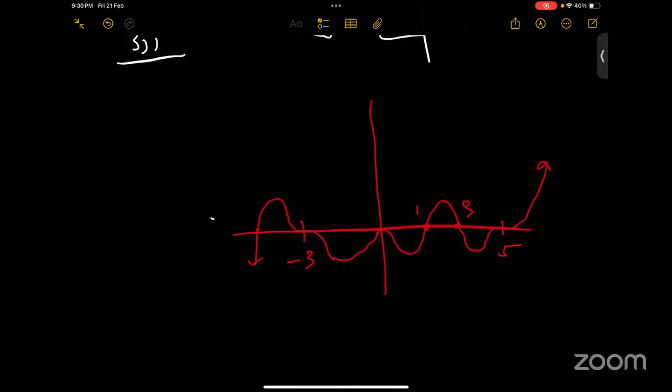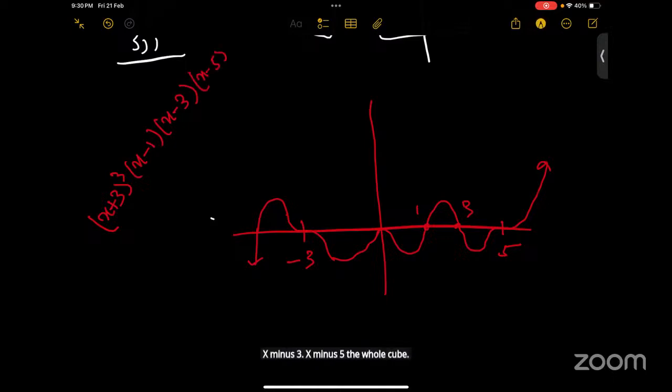X plus 3 the whole cube. Okay. X minus 1. X minus 3. X minus 5 the whole cube. What is the coefficient here? 1.